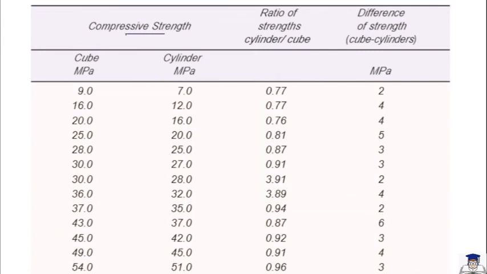A test is conducted on a set of cube and cylindrical specimens, and when the cube compressive strength is 9 Newton per mm square, where 1 MPa is equal to 1 Newton per mm square, the cylinder has a compressive strength of 7. And when the cube has 16, the cylinder has 12. There is always a difference in values between the cube and cylindrical values, isn't it right? And in all the cases, the cube gives a higher compressive strength result compared to the cylindrical value.